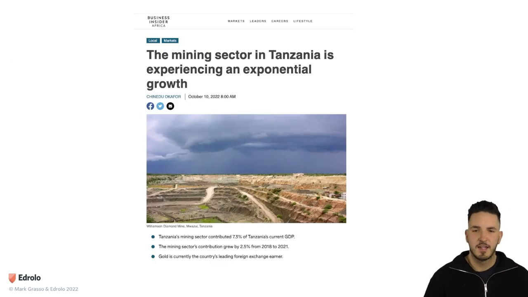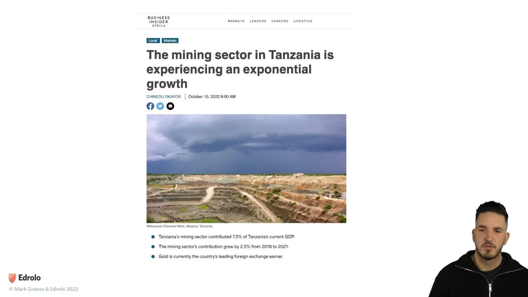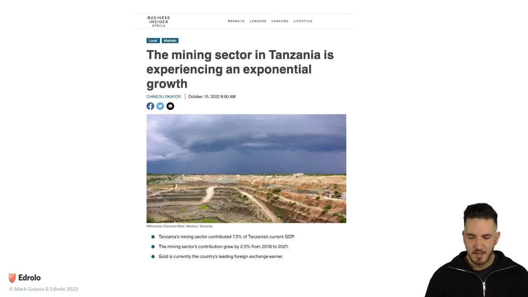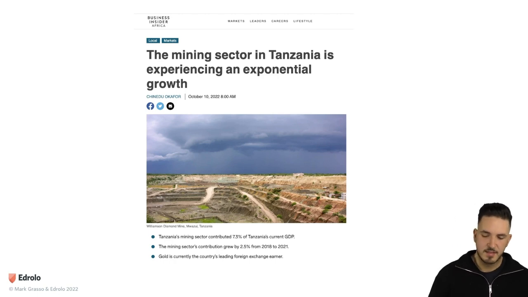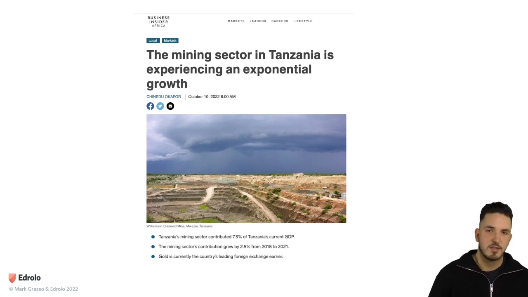So welcome back, and in this session, we'll be looking at sketching exponential functions. But before we get into that, we have this article: the mining sector in Tanzania is experiencing exponential growth. Exponential growth comes up a lot in articles. We've seen it a lot over the past few years, and we'll continue to see it all the time because it is used quite a lot in articles.